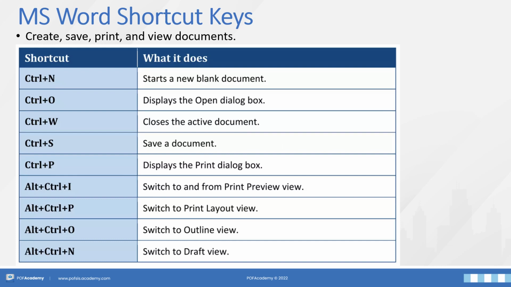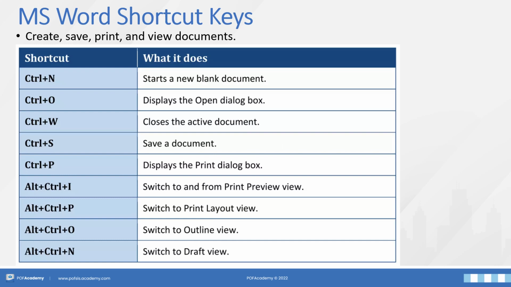So here's a copy of shortcut keys and what their functions are. First, Control plus N to start a new blank document. Then if you wish to open a dialog box, click Control O. If you want to close the active document, click Control plus W. To save the document, Control S. To display the print dialog box, Control P.